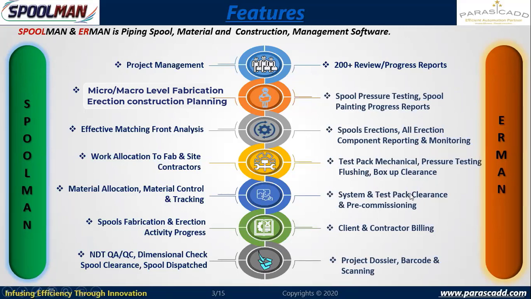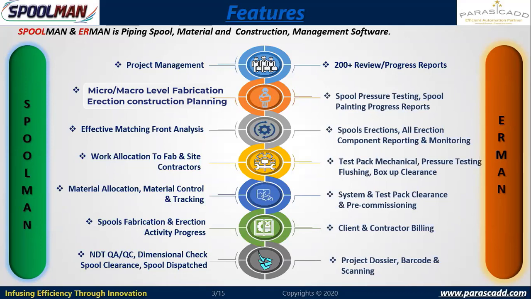So in a particular test pack, I have say 20 spools, and out of that 18 spools are completed, 2 spools are still pending for fabrication, or it is pending and it is not erected. It is erected, its clearance is pending. So where I have to focus, I can do it. The same thing happens for system level.